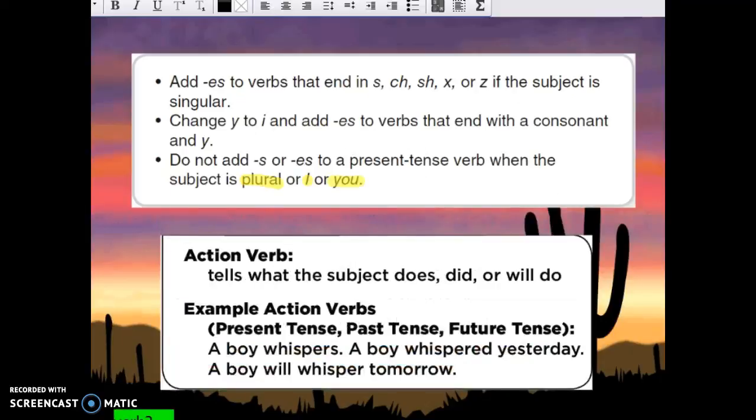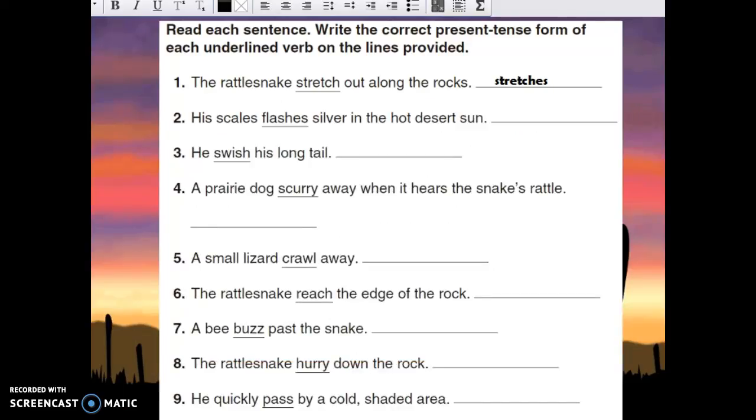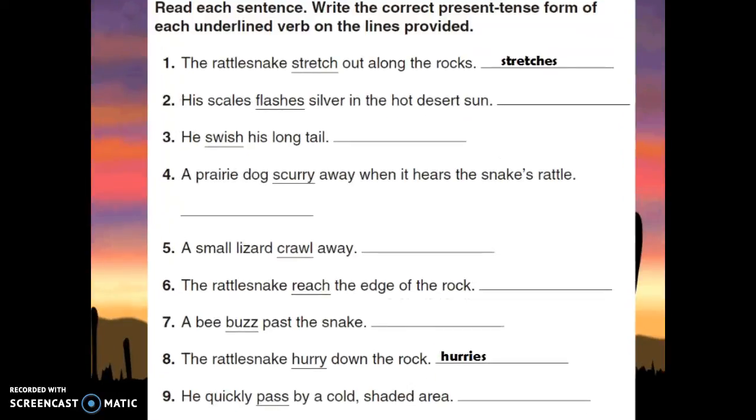Let's go back and look. Change Y to I when it ends in a consonant and a Y. Okay, so I need to change that Y to an I and add ES. So it has to become hurries. There you have it. Okay, so boys and girls, I will read you the rest of these sentences. Oops, sorry about that. And I will let you try your hand at these questions, okay?